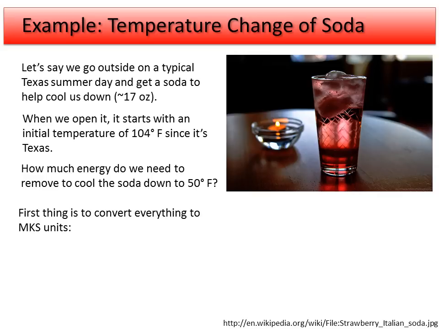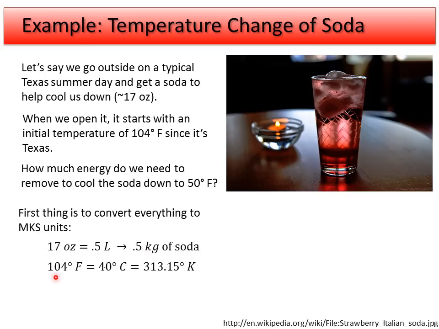Well, as I said, first thing, let's convert everything to MKS units. So 17 ounces is about 0.5 liters, and 0.5 liters of soda is about 0.5 kilograms of soda. I'm using the conversion from a volume to a mass using the density of water. It's a pretty good approximation.